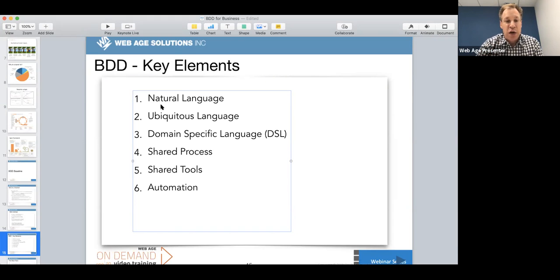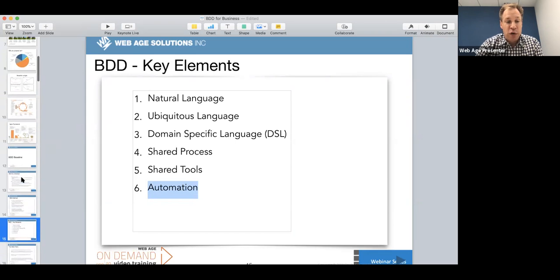So these first three kind of go together. We want to build a natural, ubiquitous, domain-specific language that we can all understand. And the reason we do that is because we want to build some shared processes and some shared tools across the entire development team, starting from the customer to the end developer and end tester. So we're trying to create a shared understanding. And the other reason why we do these things is that it makes automation easier if you use certain tool sets. So these are the key elements and the key reasons why we want to explore behavior-driven development.